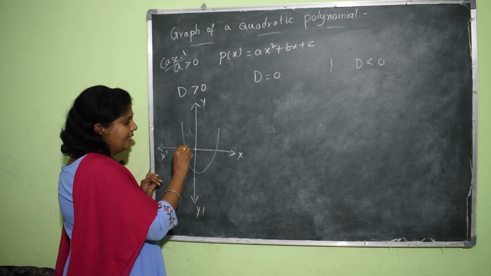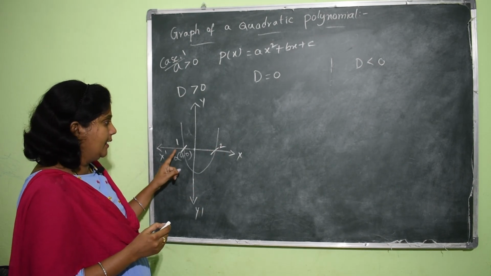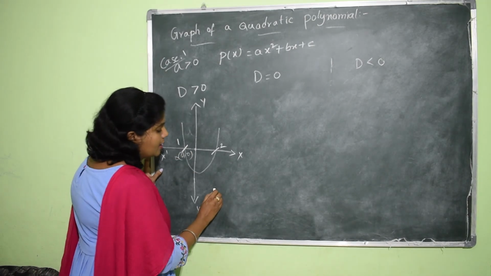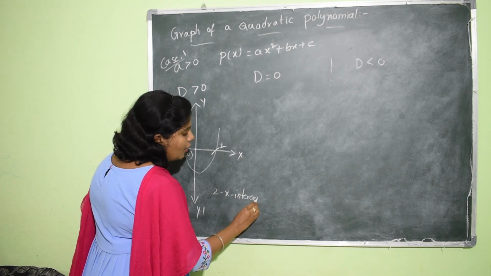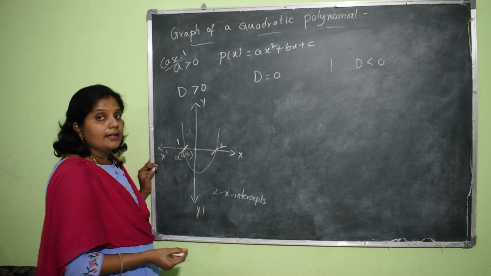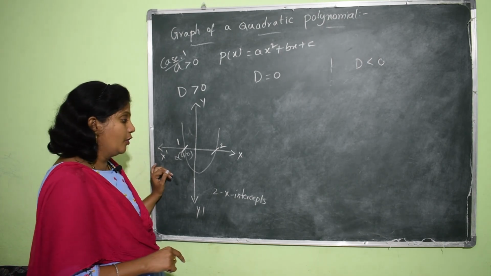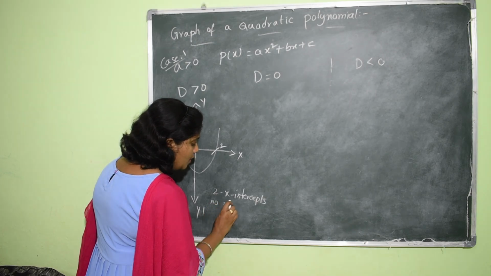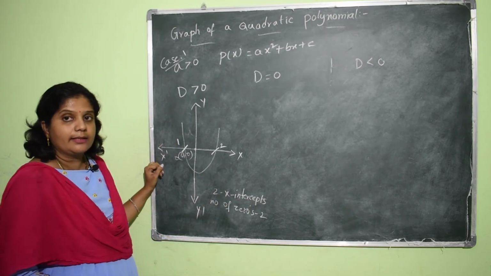Here it is touching the x-axis at two places, 1 and 2. So how many intercepts will we get? 2 x-intercepts. Which means how many zeros? 2 zeros. Where the graph intersects the x-axis, there we take the x-intercept. That is called the zero of the polynomial. So here 2 x-intercepts are there, so the number of zeros is 2. That many x-intercepts, that many zeros.